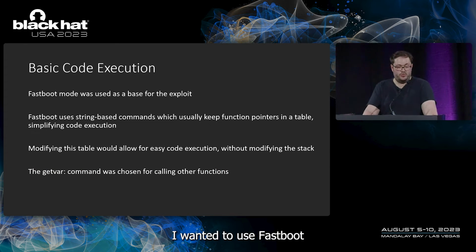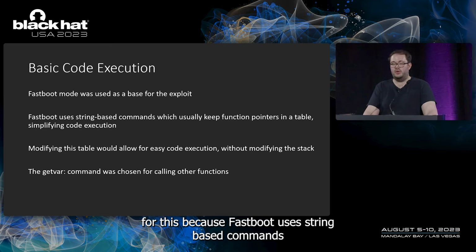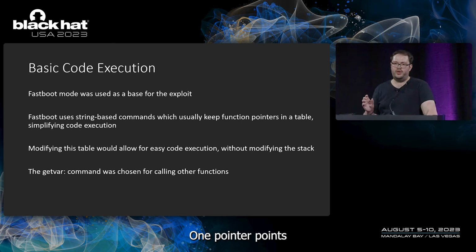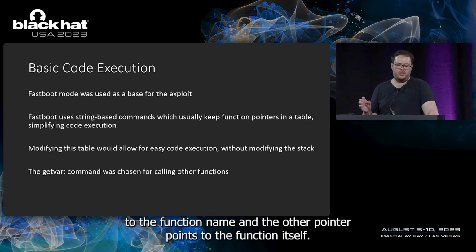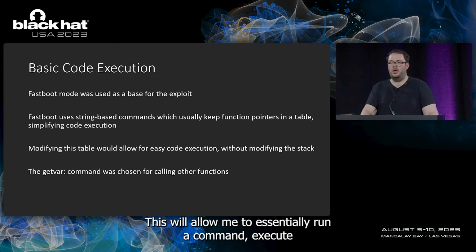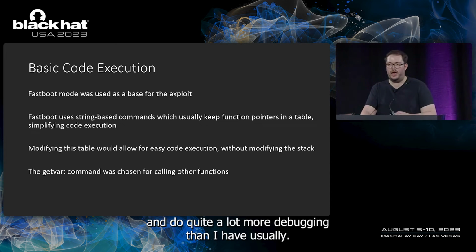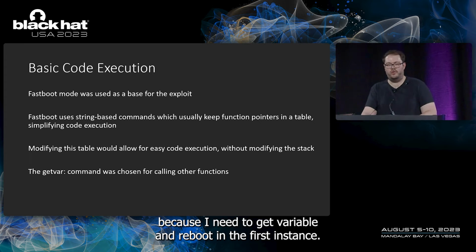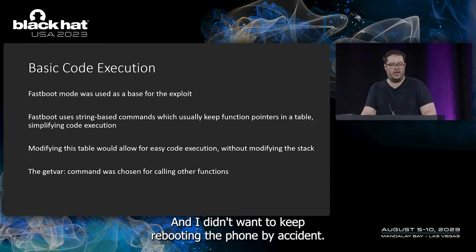I wanted to use fastboot mode for this because fastboot uses string-based commands, which are usually stored within a table within RAM. One pointer points to the function name, and the other pointer points to the function itself. This will allow me to essentially run a command, execute the code, see what happened, and then run it again and do quite a lot more debugging than I'd have usually. And I just chose the getvar command for this because I only had to getvar and reboot in the fastboot instance, and I didn't want to keep rebooting the phone by accident.